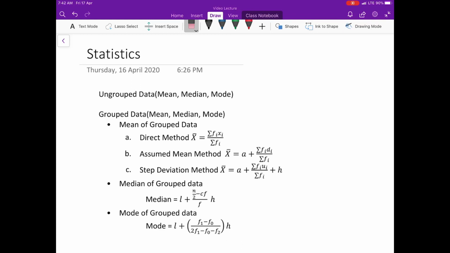For grouped data, the mean is found by three methods. First is the direct method, second is the assumed mean method, third is the step deviation method. For grouped data, the median is found in a different way, and there is a formula for finding the mode of grouped data. So continue with this video. You are going to learn these three things related to grouped data only.